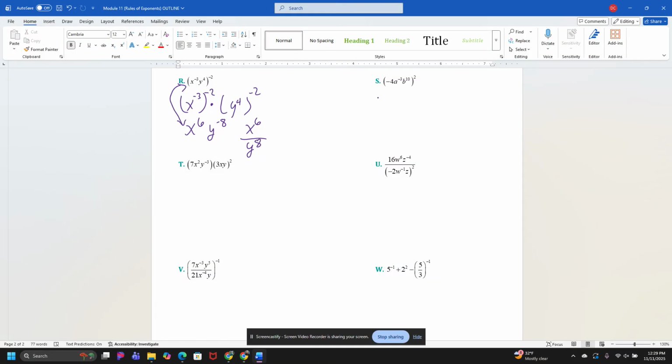This one would go the same. So you'd have negative 4 squared, and that's in parentheses. So that ends up being 16 times a to the negative 3 raised to the 2 times b to the 10 raised to the 2. That's going to be a to the negative 6, b to the 20, because we multiply when it's power to a power. It's going to give you 16b to the 20 over a to the 6.